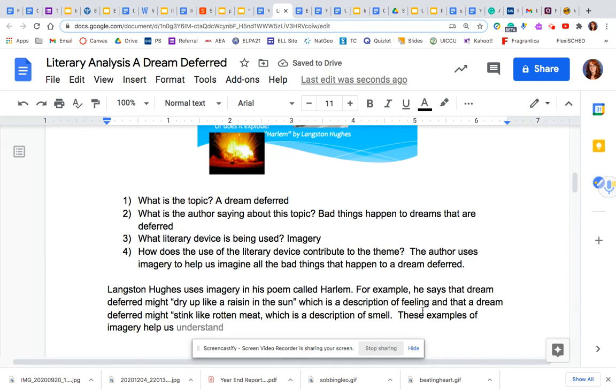You can imagine the smell of rotten meat. Okay, probably. If you've ever smelled rotten meat, you never forget that smell because it's so bad. It's kind of like if you ever smell rotten milk. Have you ever smelled sour rotten milk? It's a very strong smell. Okay, you never forget it. So when Langston Hughes says that the dream might stink like rotten meat, it brings an idea to your imagination. So these examples of imagery help us imagine all the terrible things that happen when a dream is deferred.